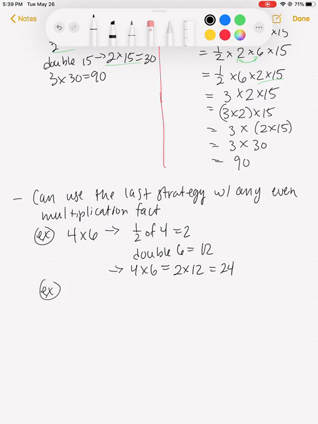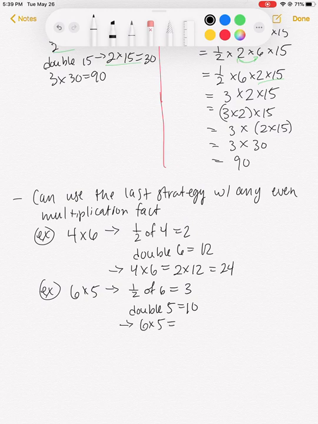Okay, so here's another example. 6 times 5. Half of 6 is equal to 3. Double 5 is equal to 10. That means that 6 times 5 is the same as 3 times 10, which is equal to 30. Okay.